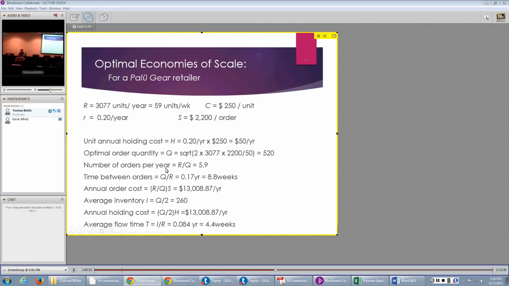Now we start to look at this and think about what information we know and how we can answer different questions with it. Okay, so number of orders per year. If I told you that we had annual demand, we just divide that by the quantity, the 12,000 by 1,000. Well, in this case, we know that our annual demand is 3,077, and we're going to order 520 each time. That means we're going to order 5.9 times per year. Our time between orders is just the inverse of that, Q divided by R.